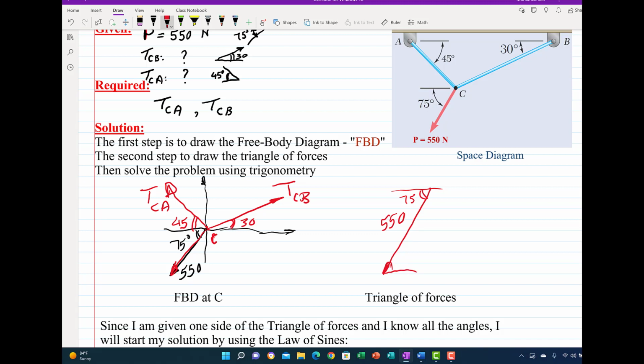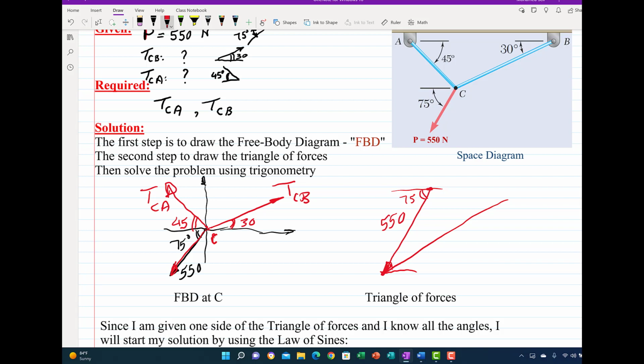Now the next step is I know the beginning and the end of this force. So here is the beginning, and here is the end. I'm going to choose from the end and draw the next force, which is TCB. So I'm going to draw a line at 30 degrees with the horizontal. So this will be the direction of this force. I know the direction, but I don't know the magnitude, so I'm just going to make it as a direction.